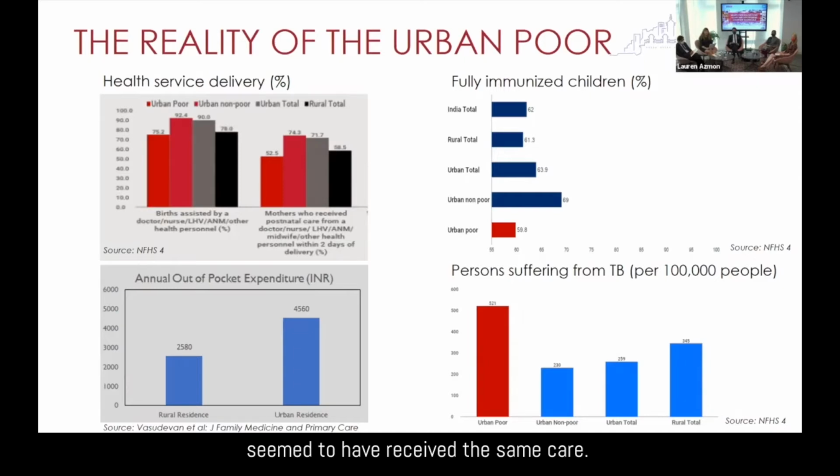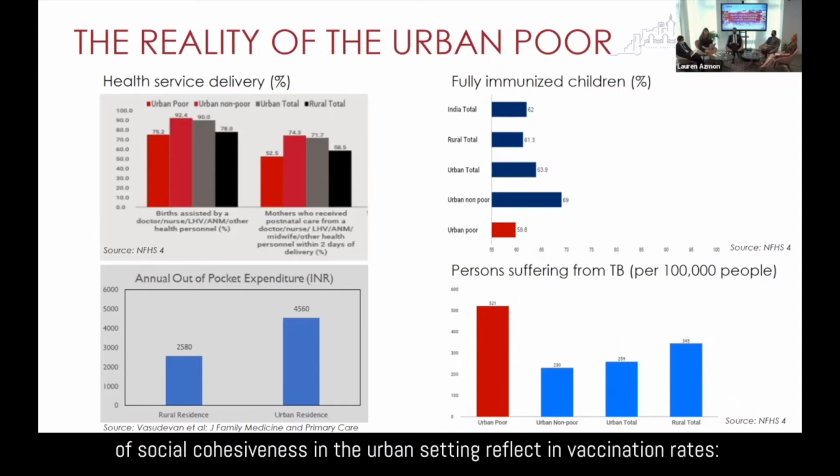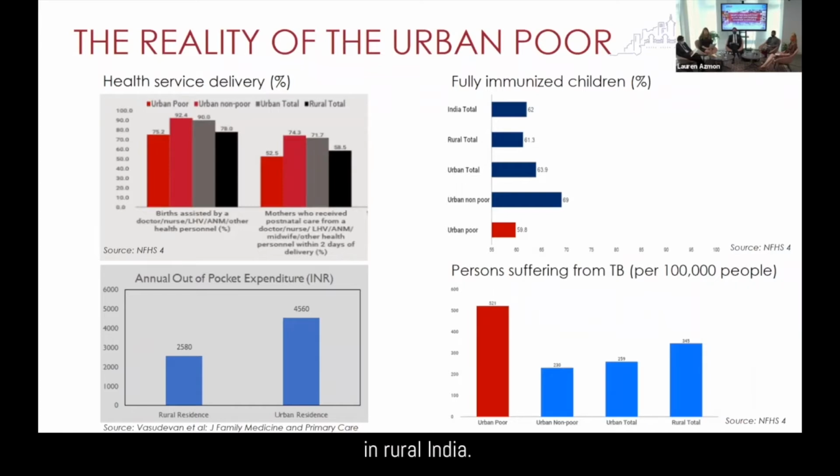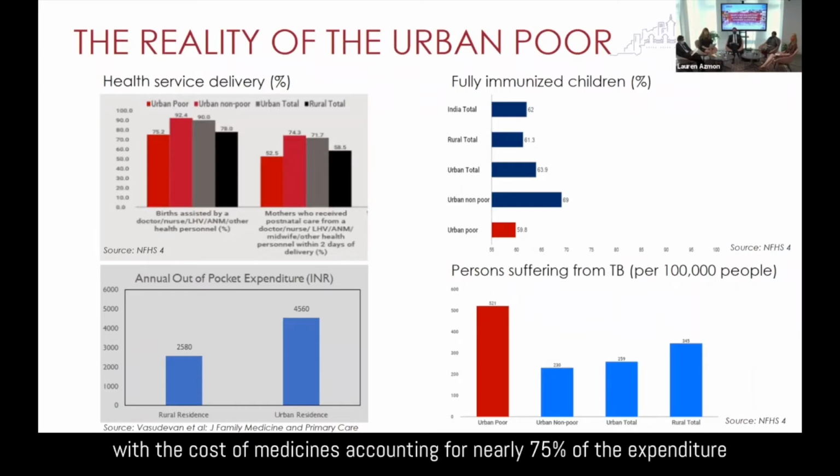Challenges such as reaching migrant populations and the lack of social cohesiveness in the urban setting reflect in vaccination rates. 40% of urban poor children are not fully vaccinated. The urban citizen spends more on healthcare than their rural counterpart in India, and often the cost of medicines accounts for nearly 75% of the expense.